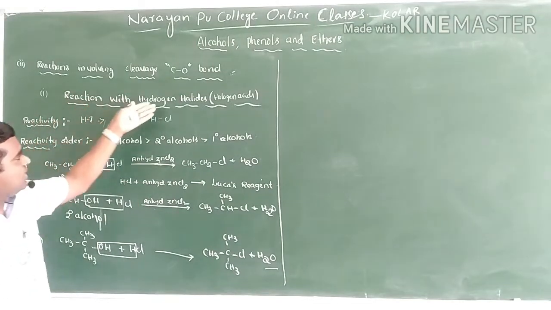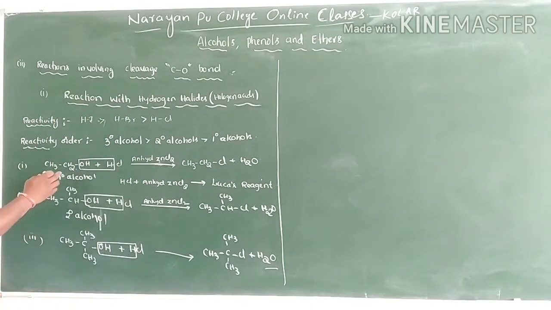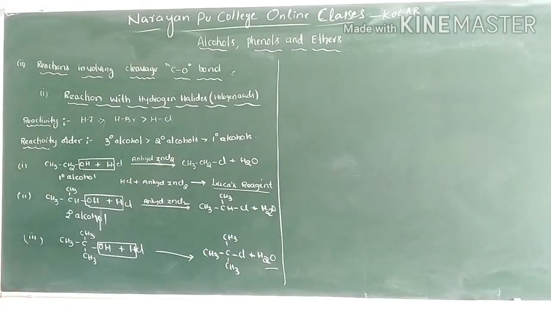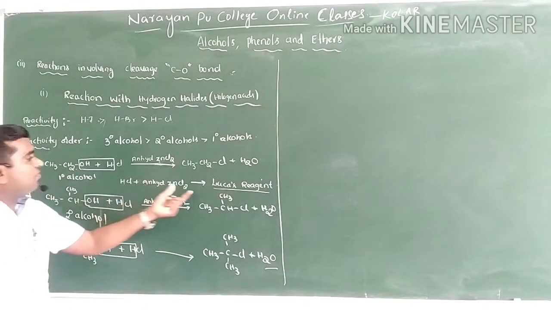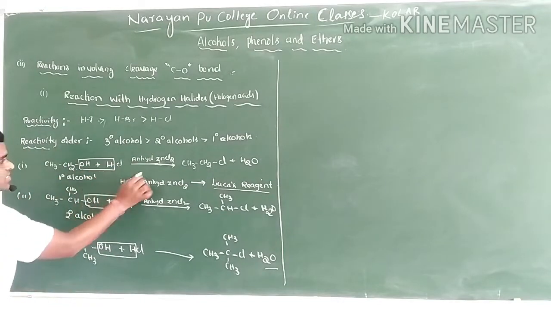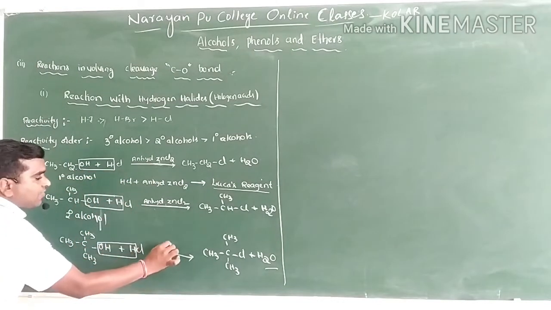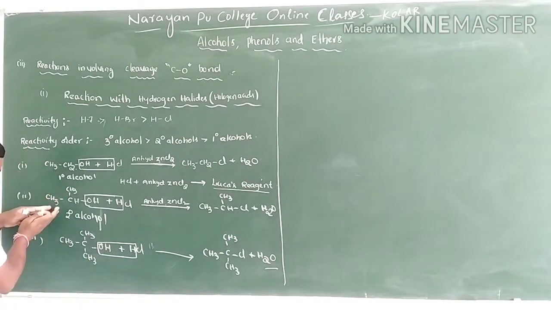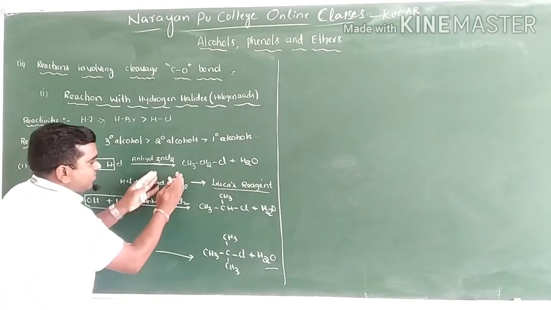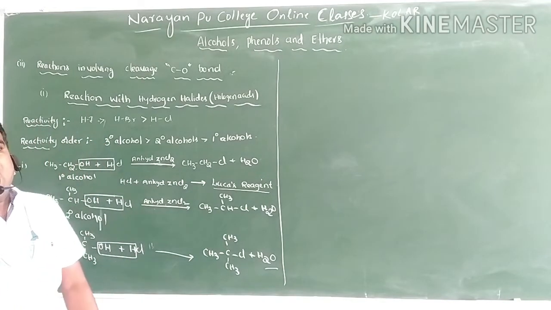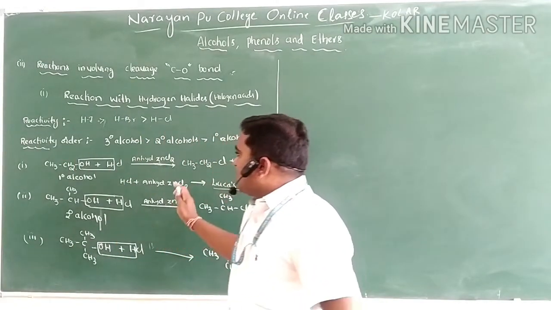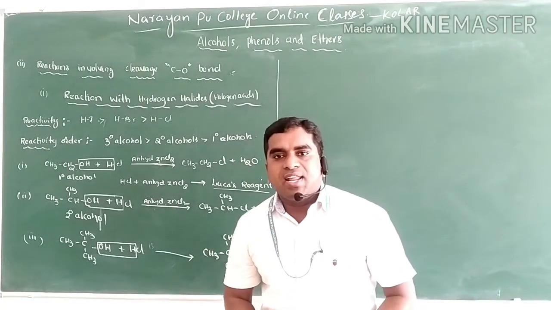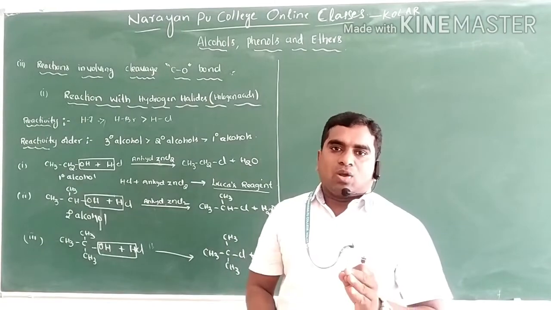Reaction of alcohols with hydrogen halides. See, the first one is the Lucas reagent, and this test is alcohol with the Lucas reagent. They are reacting with which one? This is the Lucas reagent. Primary alcohol, secondary alcohol, and tertiary alcohols are reacting with the Lucas reagent, and this is a very good method to distinguish between primary, secondary, and tertiary alcohols.